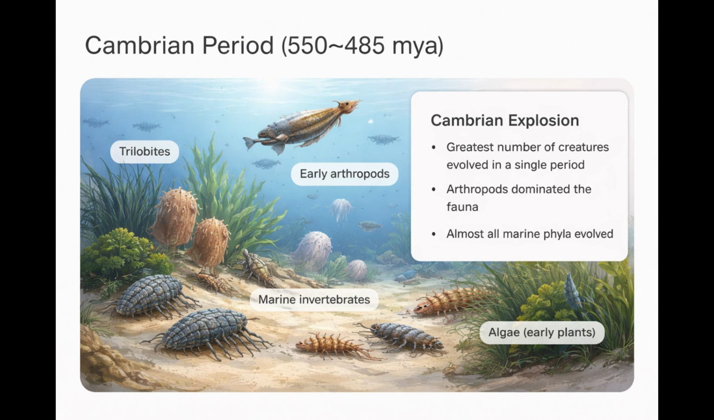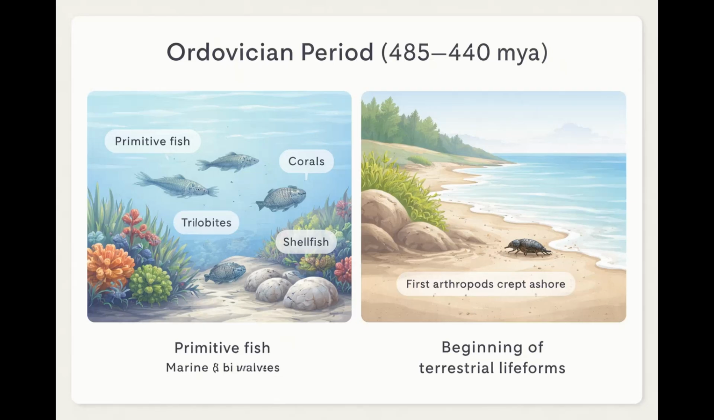A key biological milestone is that almost all marine phyla, meaning the major body plan groups in the ocean, evolved during this period. In the Ordovician, many groups that are still familiar today evolved, including primitive fish and corals, but the most common forms of life in many marine settings were trilobites, snails, and shellfish. The big transition highlighted is that the first arthropods crept ashore. That's a major step toward terrestrial ecosystems, early small-scale land colonization beginning to take shape.